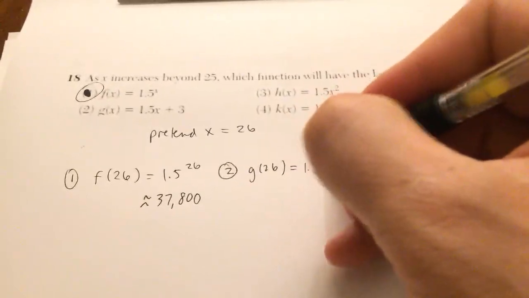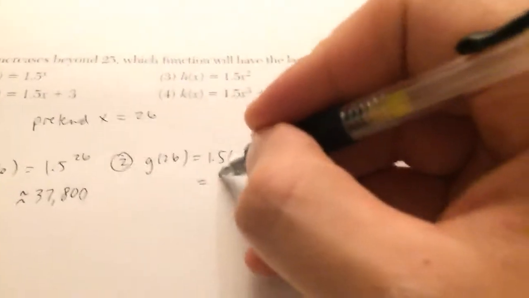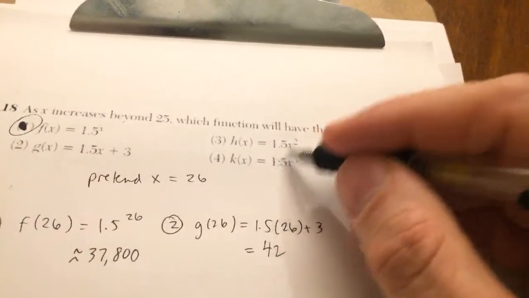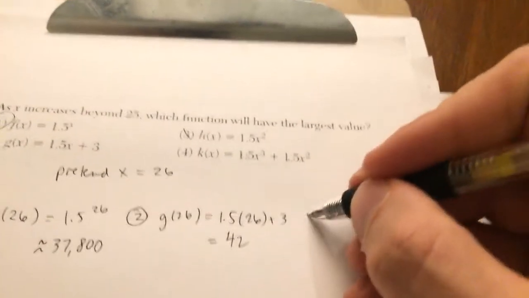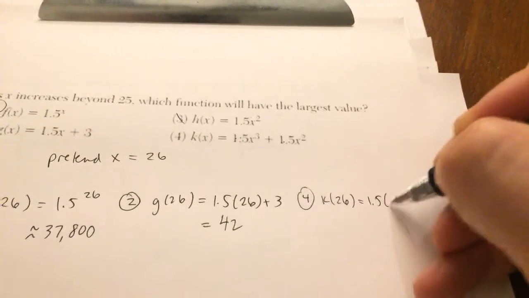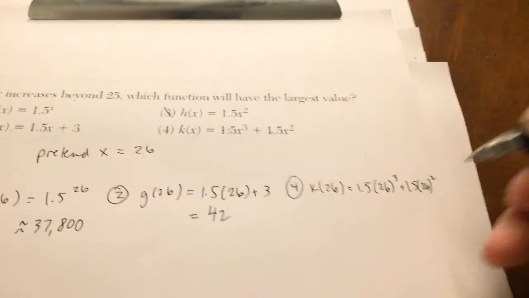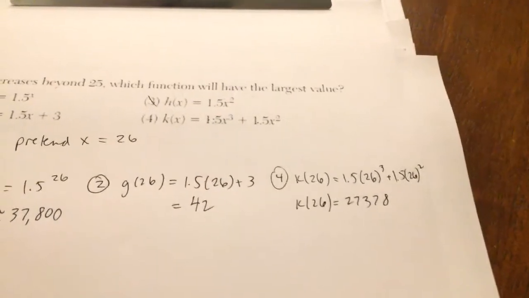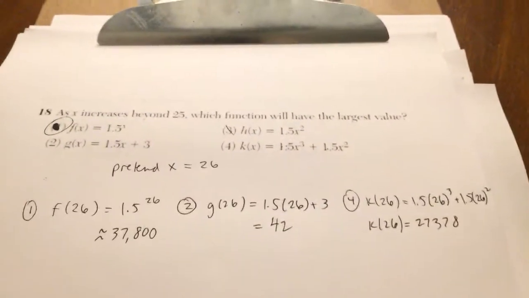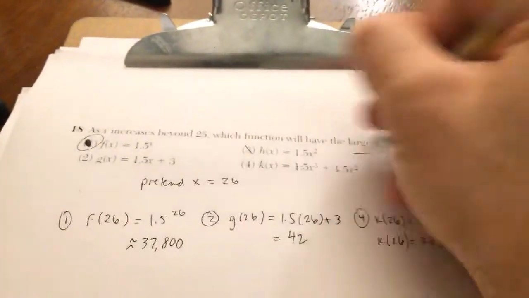Plus 3, you get 42. This one's got to be bigger than that one, so I'll just go right to number 4. k of 26 equals 1.5 to the 26, to the third, 1.5 to the 26, to the second. I'm going to use my calculator. Using my calculator, I get about 27,000. So you see it's choice number 1. For this, I would just pick a number above 25 and plug it in, see which one's the largest value.